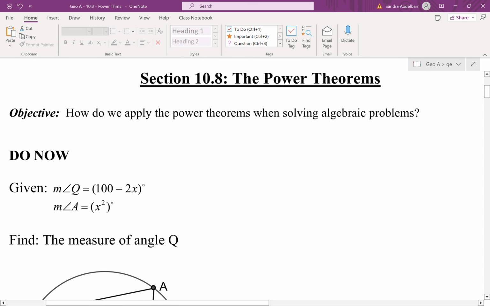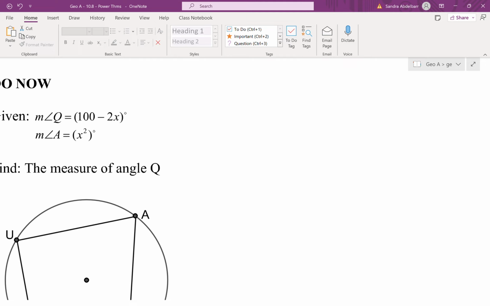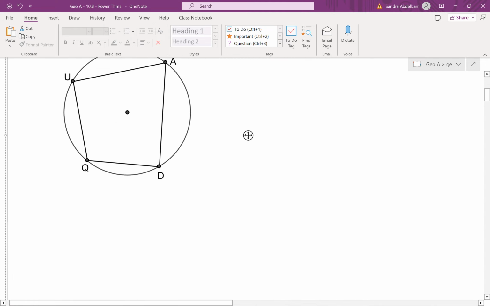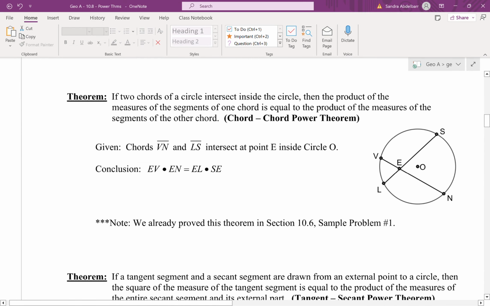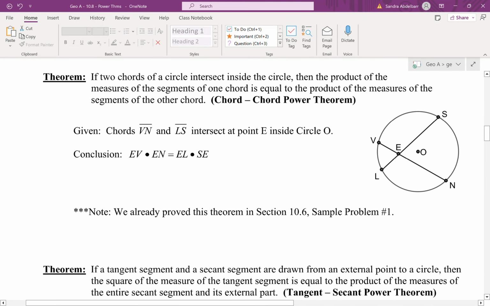Okay, so 10.8 is a whole bunch of theorem formulas that you're going to have to memorize. So remember when we were talking about all different ways to create angles, and we sort of categorized them as inside, outside, on, like if the vertex was inside the circle versus when the vertex was outside the circle versus when the vertex was on the rim of the circle. But all those kinds of angles had names.